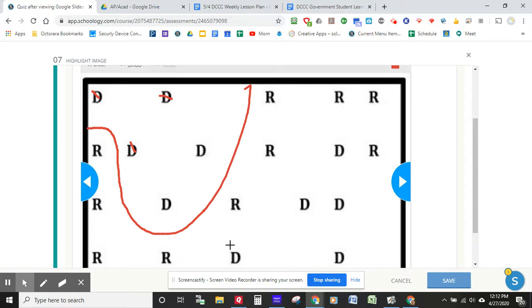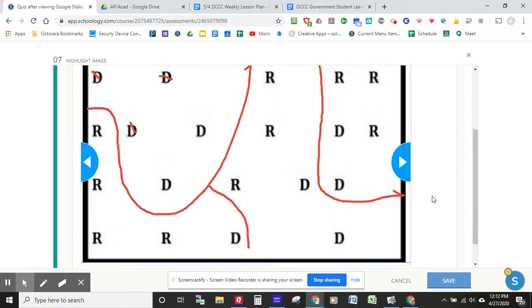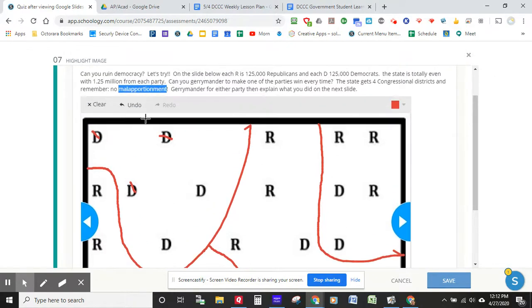So now what I can do is crush this Democrat here with these 4 Republicans, and I can crush these 2 Democrats here with these 3 Republicans, and then crush these 2 Democrats here with these Republicans. So that would be one successful gerrymander for the Republicans.